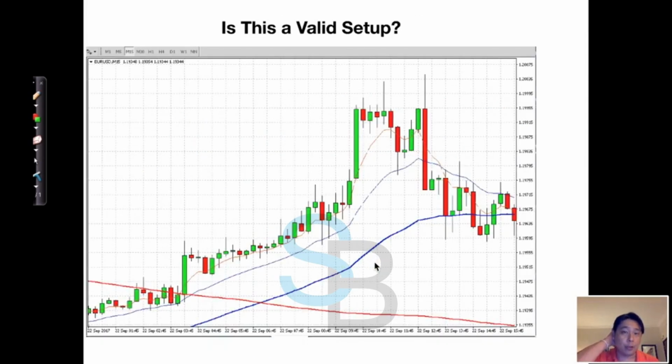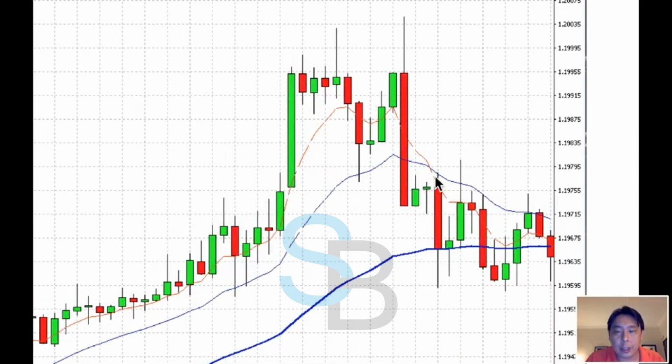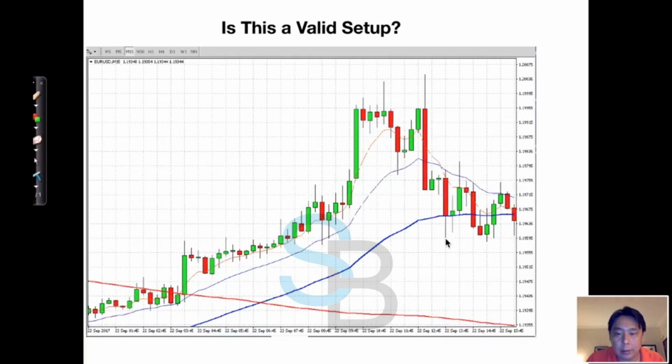Okay, so let me test you. Is this a valid short setup? Would you go short on this M15? Let's take a look. So there we go, 6 crossing below 18. This is our swing low candle.